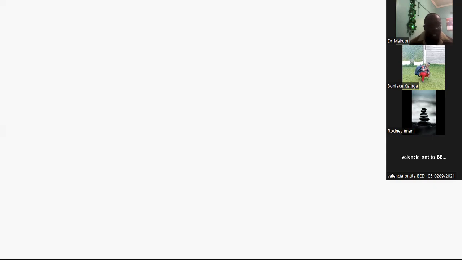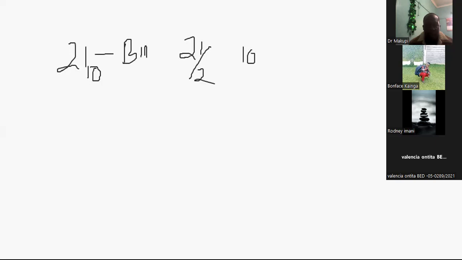You are told to convert a number such as 21 base 10. That tells you this is a decimal number, and they want a binary equivalent of this. So what you normally do is you divide by 2. So 21 divided by 2 is 10, remainder 1. 10 divided by 2 is 5, remainder 0.